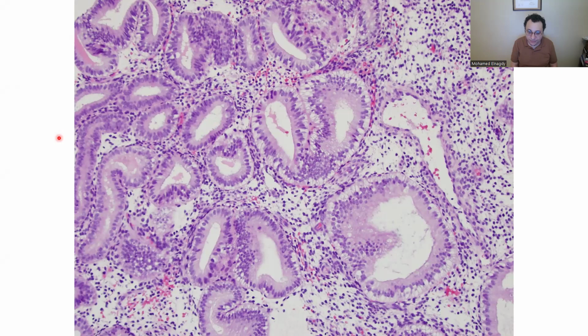Secretory phase. Secretory endometrium. Which stage? Early secretory phase. Why? Because the gland isn't dilated enough, and the secretion is like piano keys. Yes, piano keys. So if you relied only on piano keys, tell me piano keys.